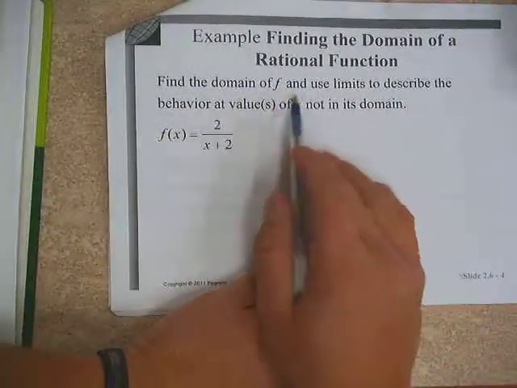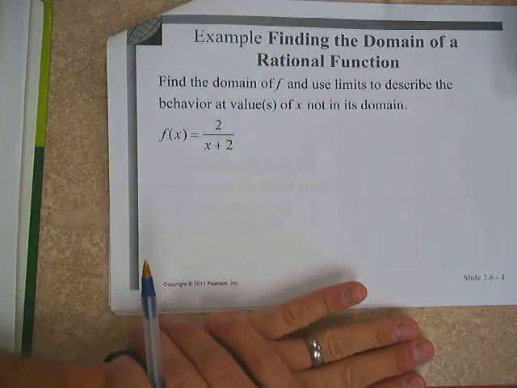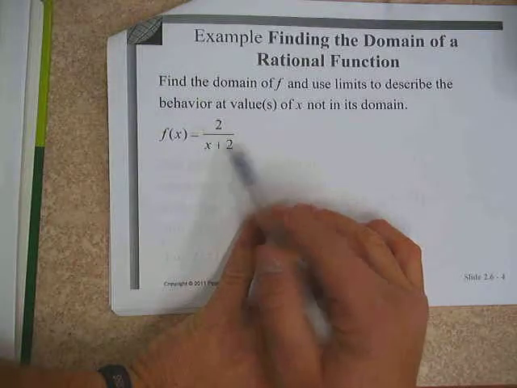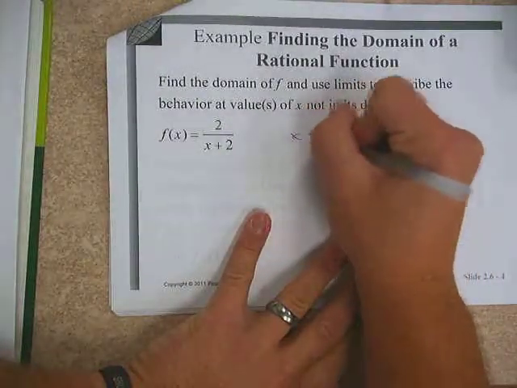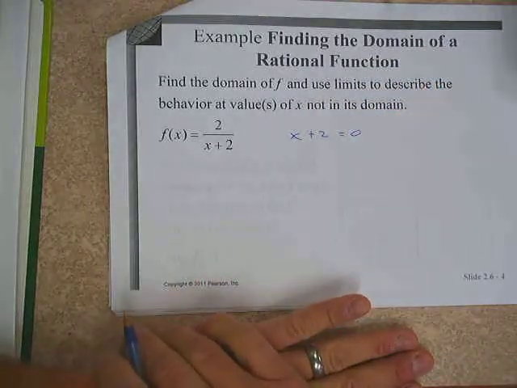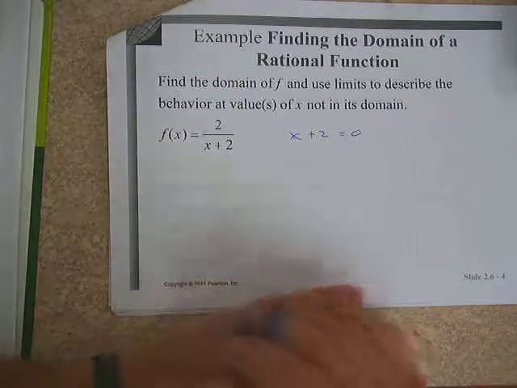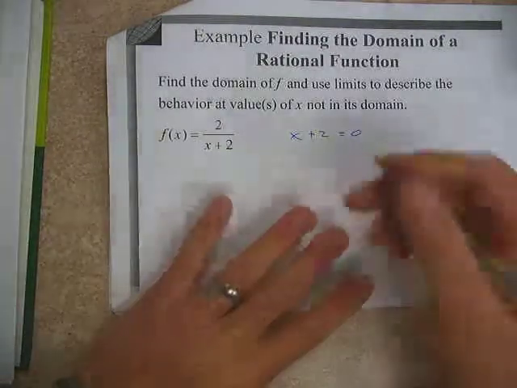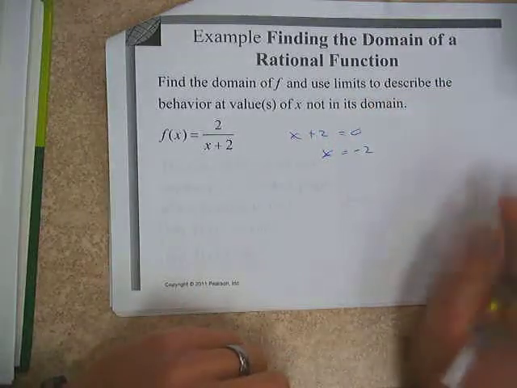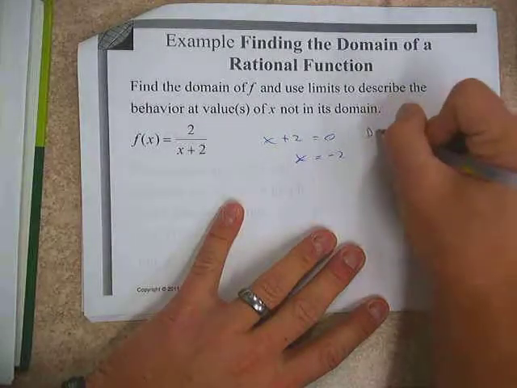And so we're going to do two things here. We're going to find the domain, and then we're going to use limits to describe the behavior at values that are not in the domain. Okay. So in this particular case, we have 2 over x plus 2. And keeping in mind that what we want to do is figure out that value or values that make the bottom 0. Okay, because those are going to be the values that we do not want as part of our domain. So in this case, of course, if we solve that, we're going to get x equals -2. So that's going to be not in our domain.